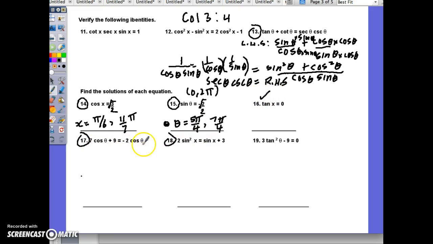And let's take a look at this. A little bit more involved. 7 cosine theta plus 9 equals negative 2 cosine theta. This is just like 7x plus 9x equals negative 2x. So if we add the 2 cosine theta to both sides, and I can see the time is almost done. I'll make another video after this one to finish the review.